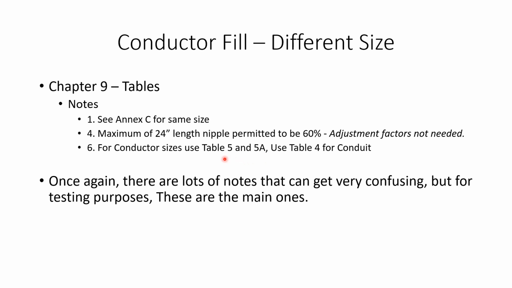Okay, so we have a table 5 and we have a table 5A. We're going to use table 5. That's the conductor sizes. And then there's a table 4 for the conduit. All right, and we're going to look at tables. There's literally lots of tables. They call it table 4, but there's many tables. There's one for each kind of conduit. And for table 5, the conductors are different sizes based on the different insulation.